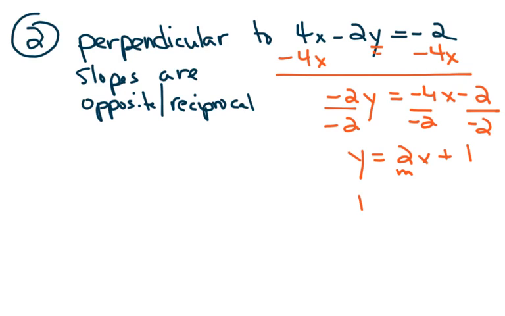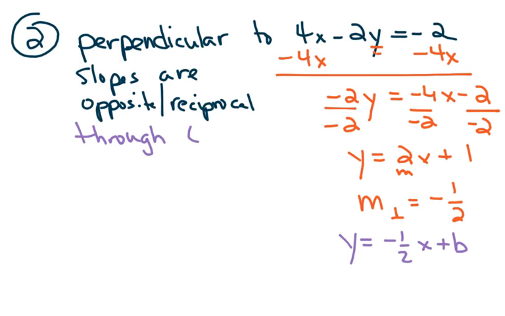That means the slope of my line perpendicular is negative 1 over 2. Opposite reciprocal means change the sign, flip the fraction. Well, now that I know the slope of my new line, so I know it's y equals negative 1/2 x plus b, the only thing I don't know is my y-intercept. You have two ways of doing it. So it passes through the point 1, 4.